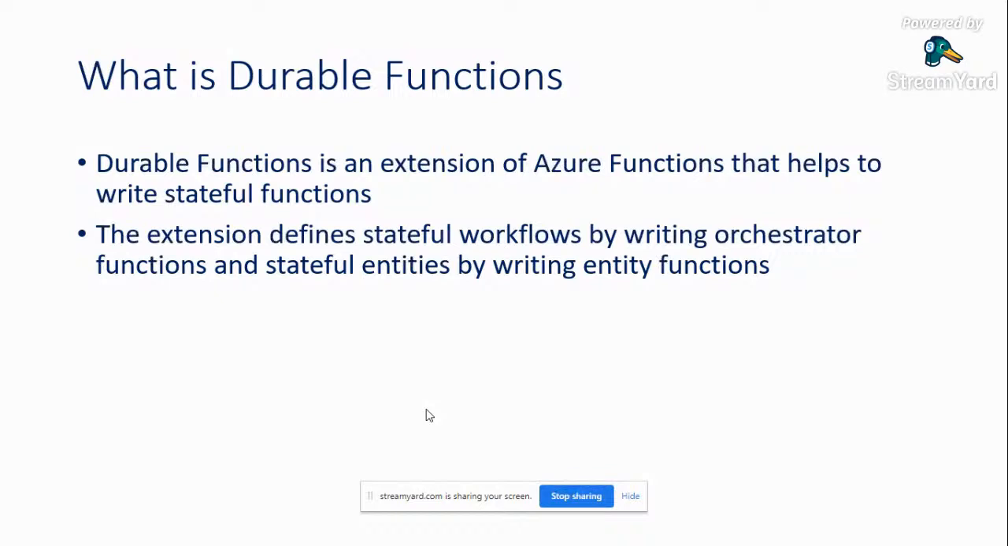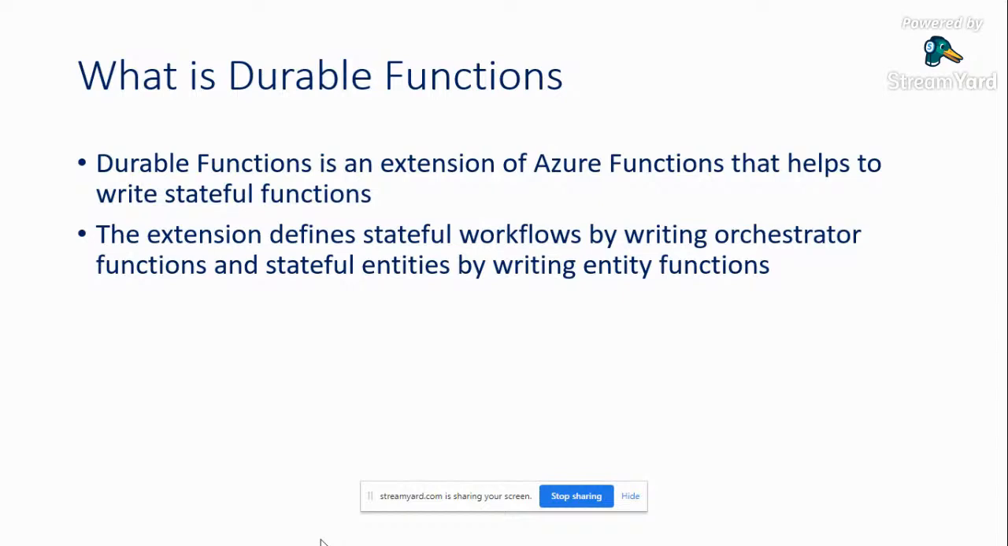And if you want to maintain a workflow, we'll use the orchestrator functions. So the extension defines stateful workflows by writing orchestrator functions, and stateful entities by writing entity functions. As I said, there are so many function types available. If you want stateful workflows, then you need to go for orchestrator functions. If you want to maintain stateful entities, then you need to write an entity function. So in this demo, we'll see the workflow and the orchestrator functions.